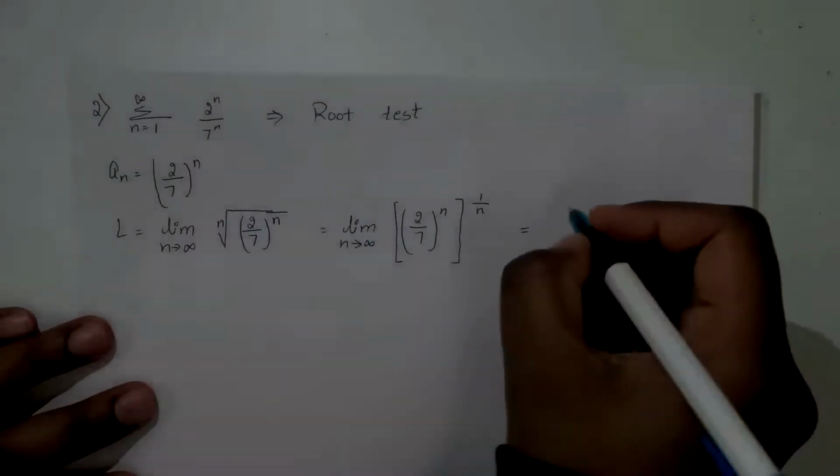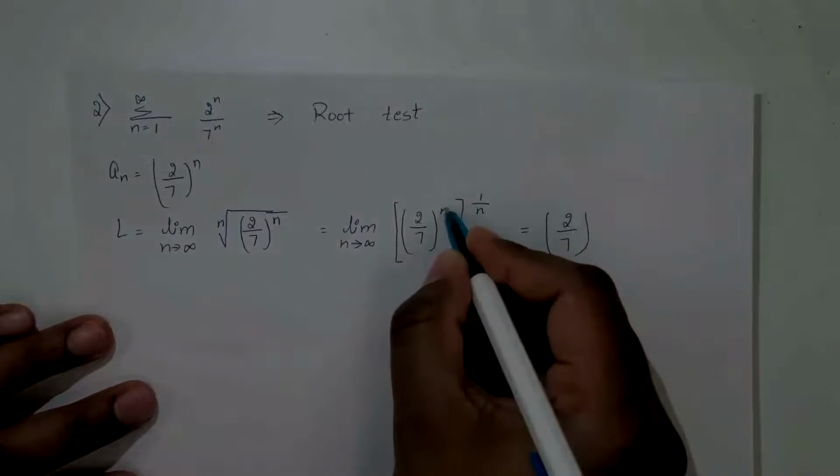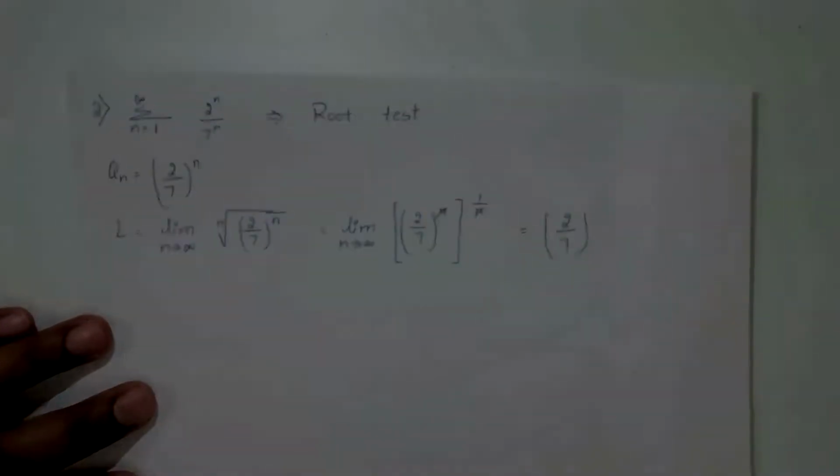Now what will be the final answer? You get 2 over 7. How? This n and this n will be cancelled, and the only number that is left is 2 by 7. Now, can you tell me whether this series is convergent or divergent?